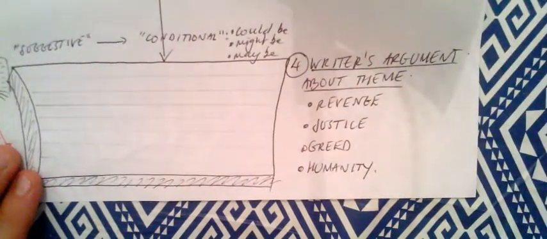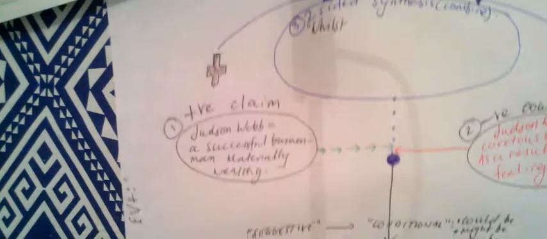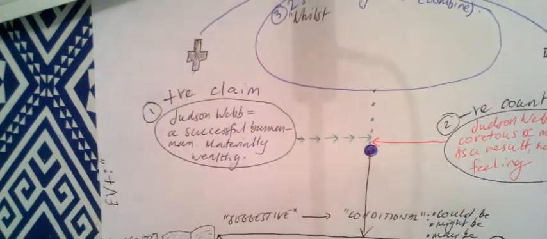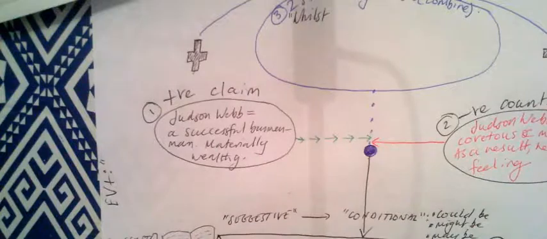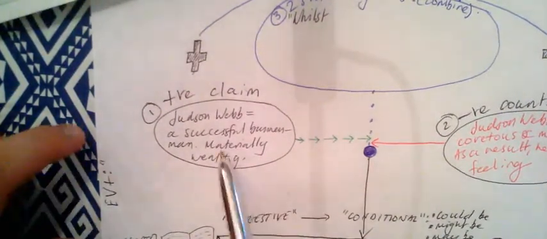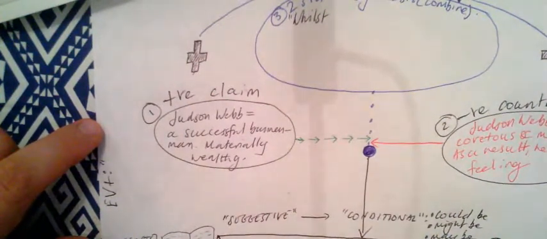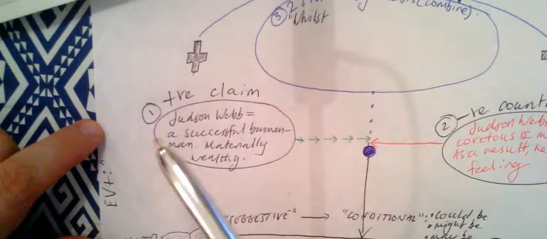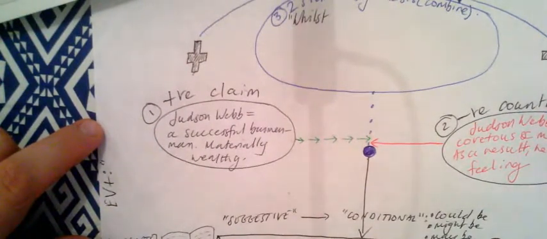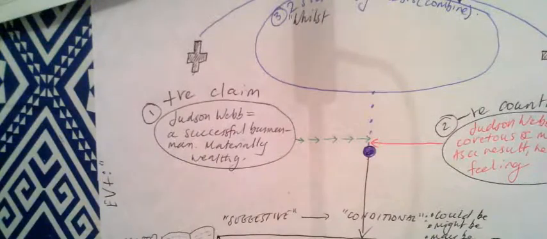Then we're going to try and use that to decide what the writer's argument about a theme is, and we'll get onto that in a second, but we're going to start with the claim and counterclaim. So we've begun here in this example with the positive claim that Judson Webb is a successful businessman, and we see that because he is materially wealthy. We see that he has great wealth in the story. That's evident in the setting. It's also evident in the phrase when he describes having made a great pile. He's made a great pile in the story.